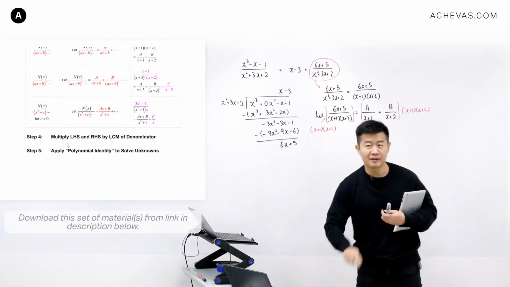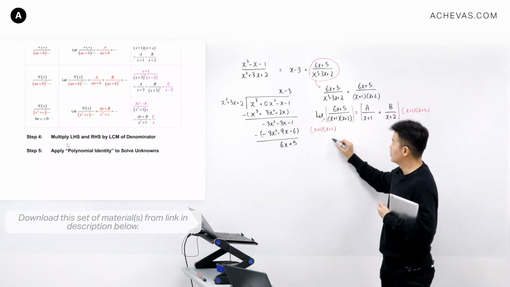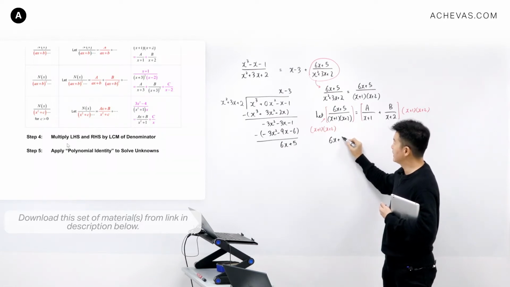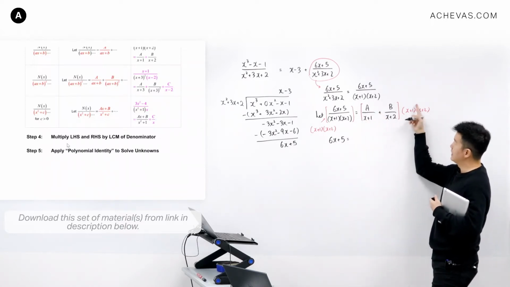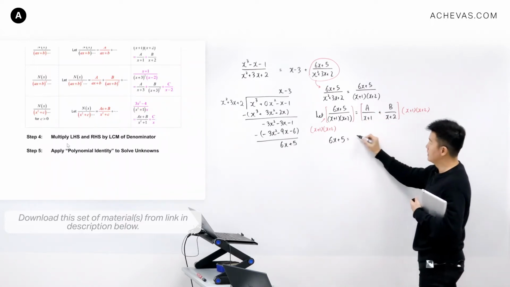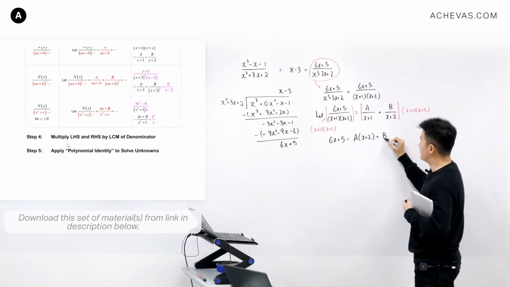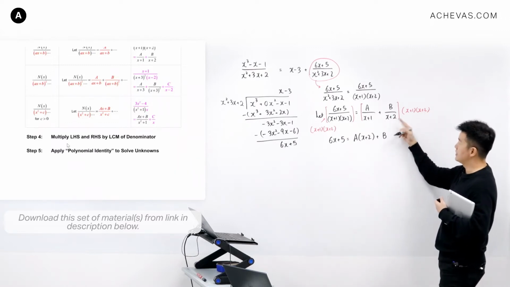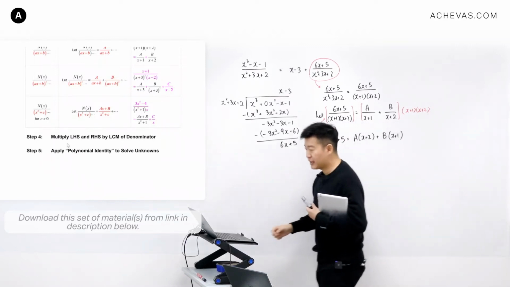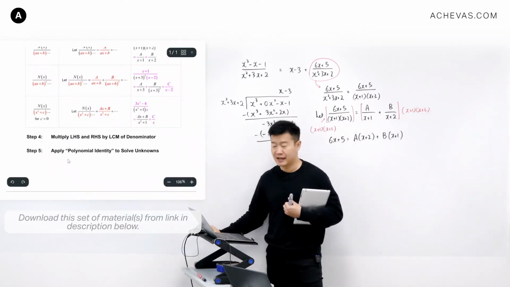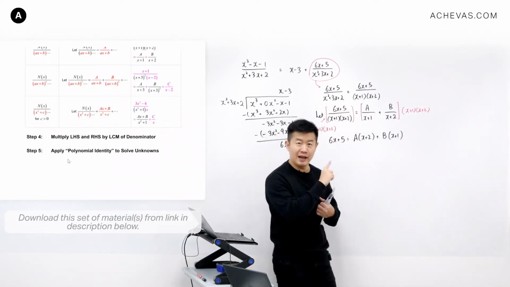So for the left hand side, I think it is pretty straightforward because this and the denominator will immediately cancel. So we are going to be having 6x plus 5. This is going to be equal to, so this multiplied by this, x plus 1 and x plus 1 can be cancelled. We're going to be left with a times of x plus 2, then plus b of this, and this can be cancelled, b of x plus 1. So after we have done this, we are going to then apply the last step, which is to apply polynomial identity to solve for the unknowns a and b.